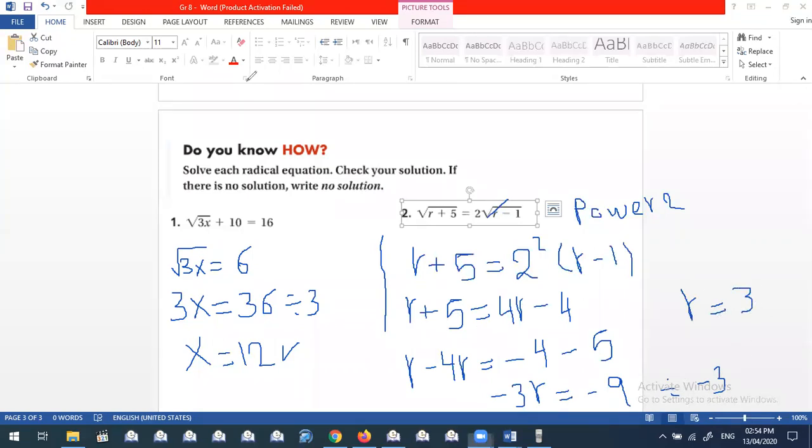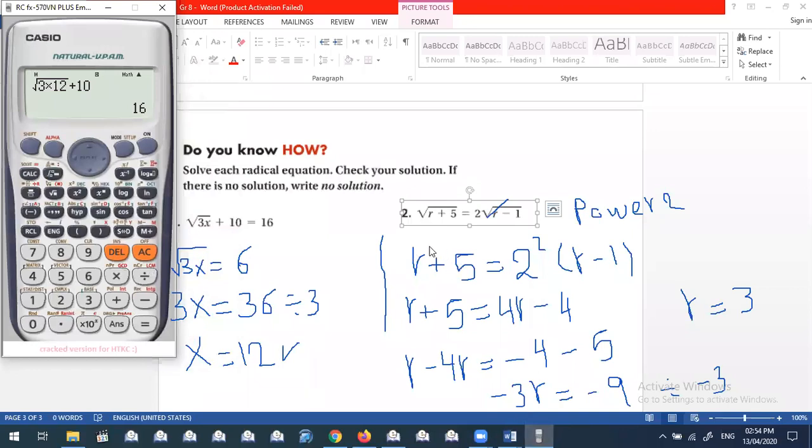Let's check our answer. Find the left-hand side: r is 3, square root of 3 plus 5 equals 2 square root 2. So we have on the left 2 square root 2. Let's find the right-hand side. 2 square root of r minus 1, r is 3, 3 minus 1, 2 square root 2. So this is the solution because left-hand side equals right-hand side.